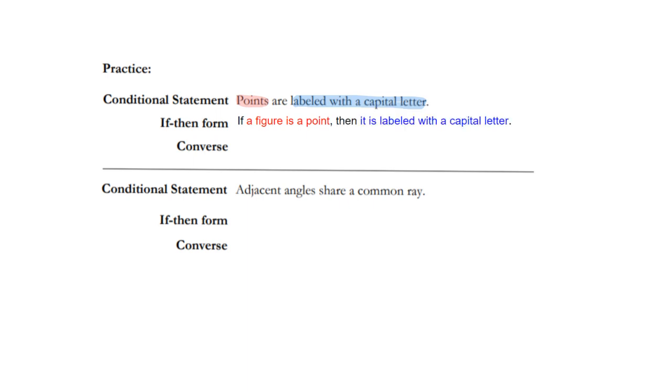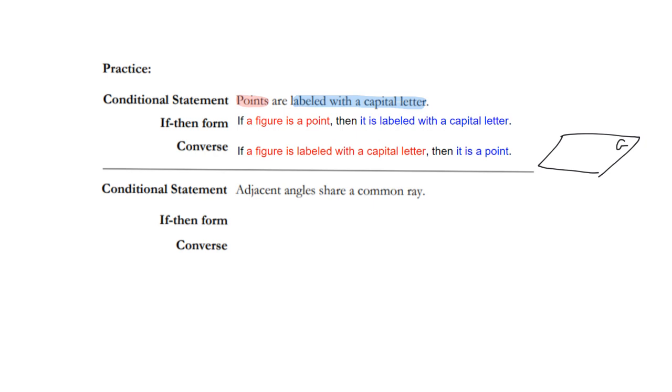Now, if we switch our hypothesis and conclusion, then we get our converse. If a figure is labeled with a capital letter, then it is a point. Now, that is false. And maybe you can think of an example of why that's false. Here is one. What if I have a plane and I put a capital G in the corner? It is labeled with a capital letter, and it is labeling a plane.